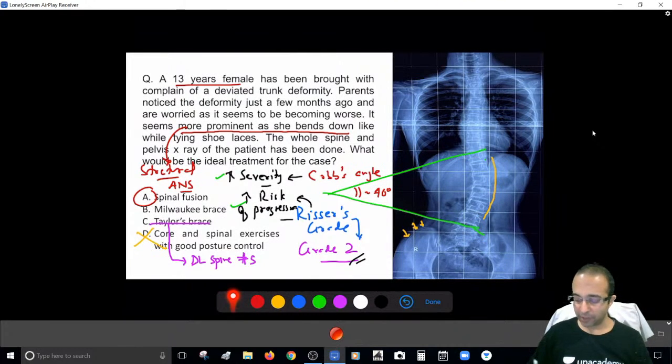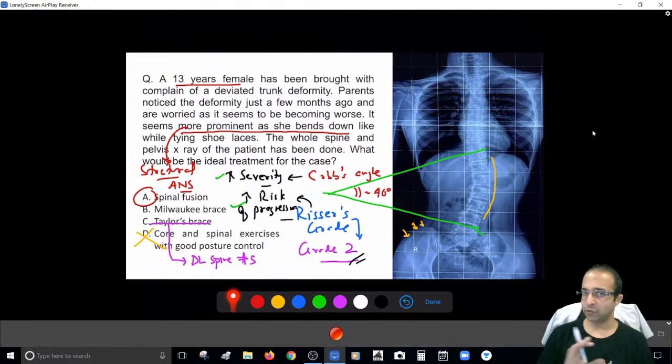But this is not the correct option, exercises, because this is not a postural problem. On postural issues, the curve disappears as you bend forwards. Adams test. So I hope good enough information was given in the question. A very clear and nice picture showing you all the parameters, and a good interpretation showing you the decision making process in case of scoliosis.